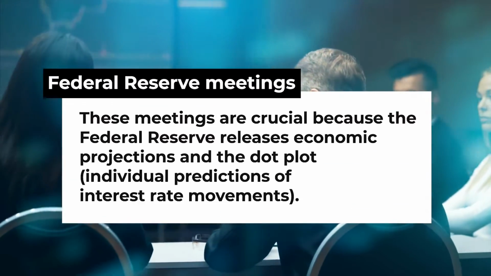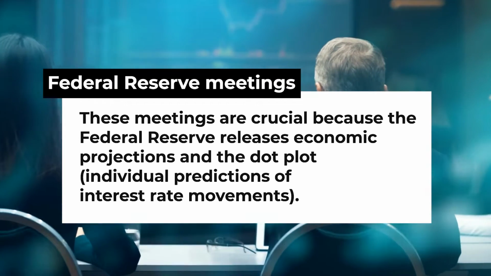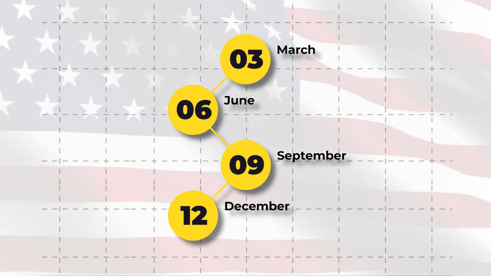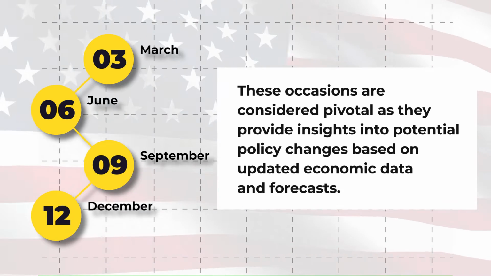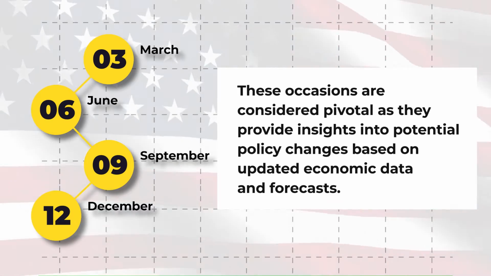Tip number 7. Speaking of the Federal Reserve, they meet 8 times a year, but the most important meetings are the ones where their economic projections and dot plots, which are their individual predictions of where interest rates are headed, are released. This happens only 4 times a year, in March, June, September, and December. These meetings are the ones where we have the greatest chance of policy changes or guidance changes from the Federal Reserve, because they would have already done their homework, updated their economic projections, and they have a really good sense of how the economy is doing and where it could potentially be headed.